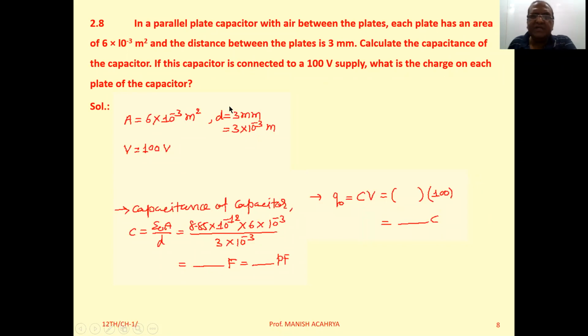Then the charge on each capacitor, or sorry, each plate of the capacitor, is Q equal to CV. So we can write Q0 is CV. Whatever the value of C obtained in terms of farad, substitute that value here and then multiply it by 100. You will get the charge on the capacitor, which is the charge on each plate. Clear?